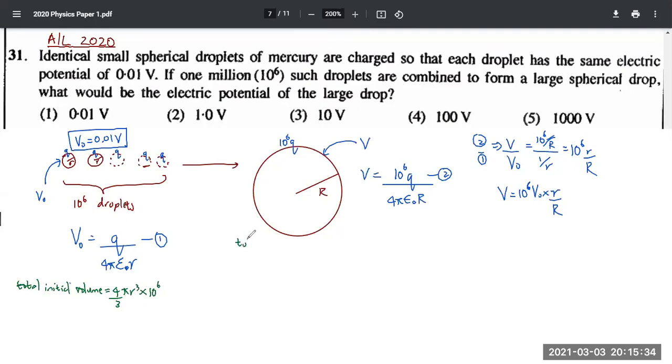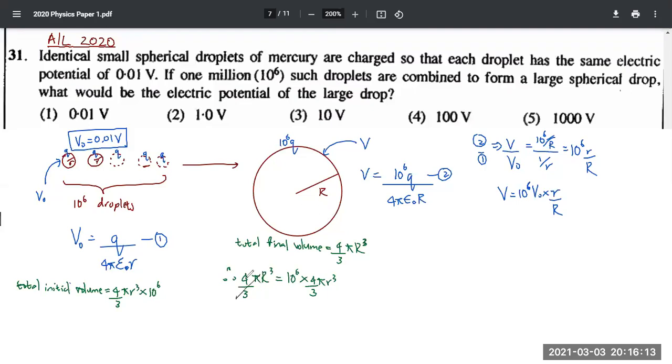And then what is the total final volume, people? Total final volume is the volume of this sphere, that is 4 by 3 pi capital R cube. Simple as that. The total final volume must be equal to the total initial volume, because volume won't reduce. There's no way volume can reduce, because water doesn't just disappear like that. When you mix them, volume doesn't change.